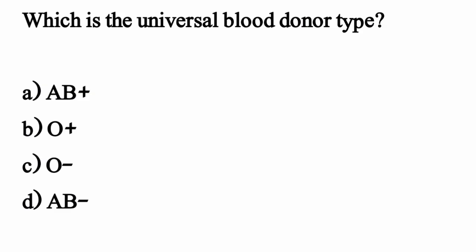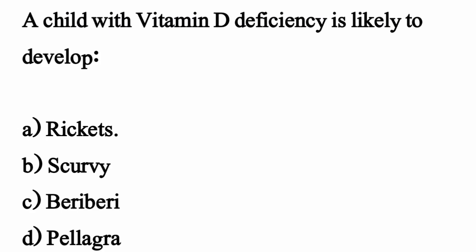Which is the universal blood donor type? The correct option is option C, O negative. A child with vitamin D deficiency is likely to develop. The correct option is option A, rickets.